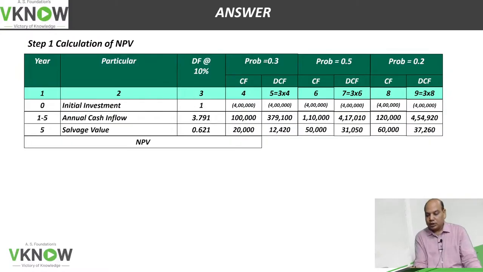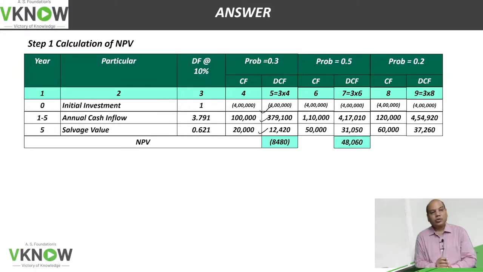Now please tell me the total of this column. Everybody please try. Total of DCF column. Please give me the answer. 8480. Is 8480 right?